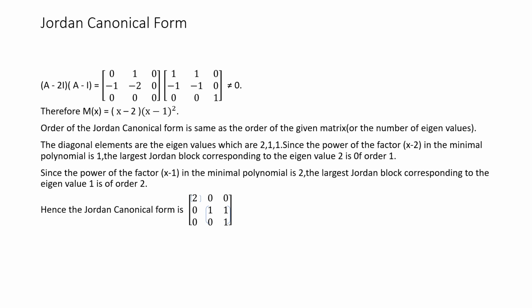It is the matrix 2. Now, for the eigenvalue 1, the corresponding factor is x minus 1 and the power of x minus 1 in the minimal polynomial is 2. So, the largest Jordan block corresponding to 1 is of order 2. It is 1, 1, 0, 1. So, the Jordan canonical form has 2 as a Jordan block and 1, 1, 0, 1 as a Jordan block. They are marked there and all other elements are zeros.